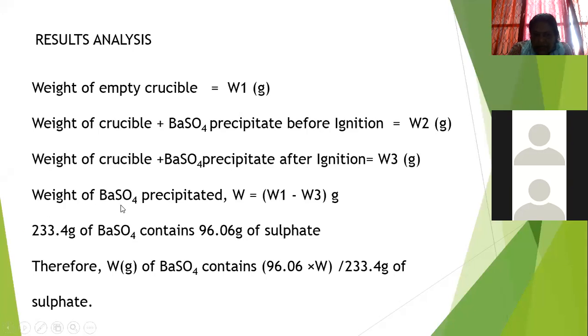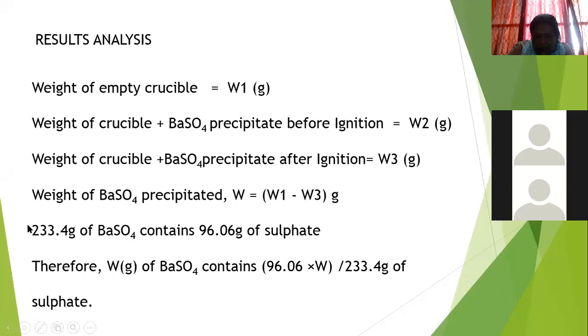So what is the weight of the barium sulfate precipitated? Let W be equal to W3 minus W1, okay, not W1 minus W3. It is W3 minus W1. When you write in the book, you write properly, and then this is the calculation.